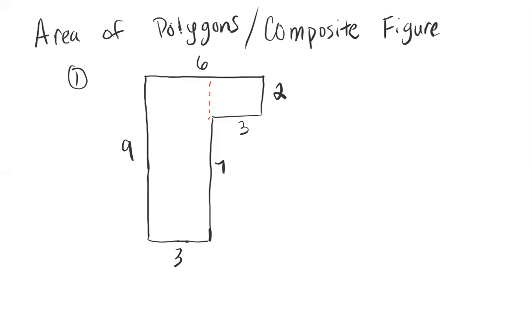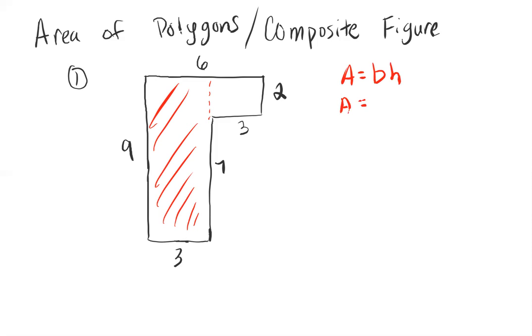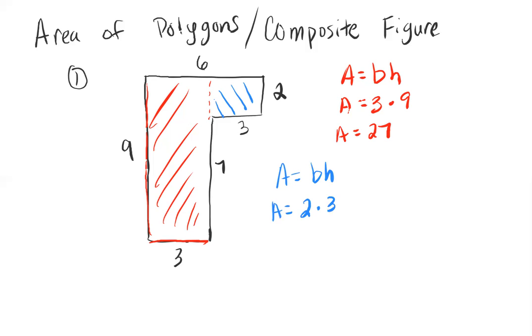Okay, so let's say I'm trying to find the area of this first rectangle here, this red one. So again, that's going to be base times height, or length times width. I've got a base of 3. I'm going to multiply that by my height of 9. And 3 times 9 gets me 27. Let's look at my other rectangle here, this blue one. Still doing base times height. This time I'm multiplying 2 times 3, which gets me 6.